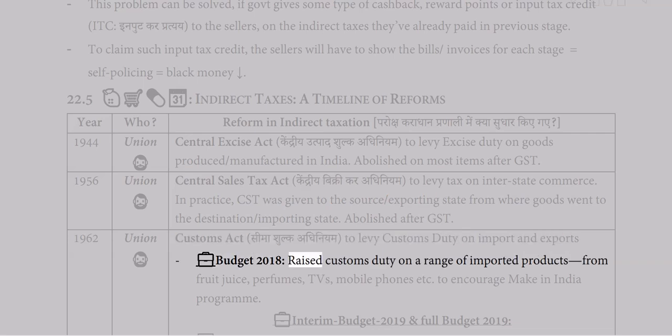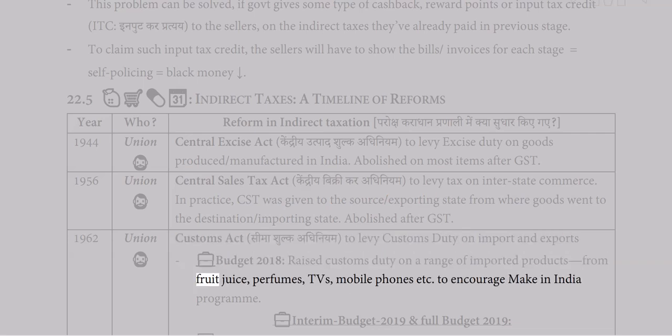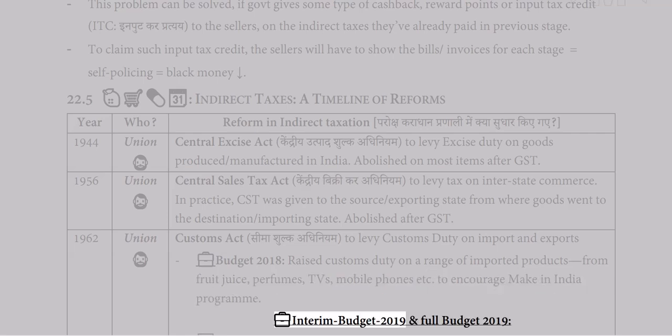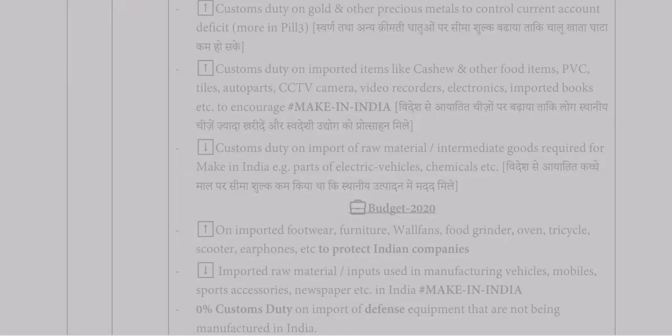Budget 2018 raised customs duty on a range of imported products, from fruit juice, perfumes, TVs, mobile phones, etc., to encourage the Make in India program. Interim budget 2019 and full budget 2019: up arrow customs duty on gold and other precious metals to control current account deficit, more in Pillar 3. Up arrow customs duty on imported items like cashew and other food items, PVC, tiles, auto parts, CCTV cameras, video recorders, electronics, imported books, etc., to encourage Make in India.